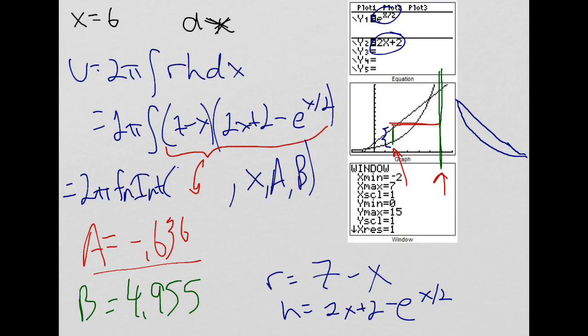comma b, this value, and that should come out to be, what is our answer? Equal to 292.677.